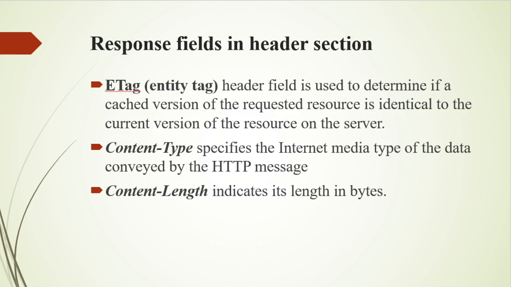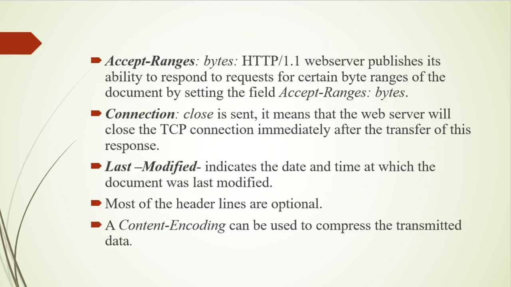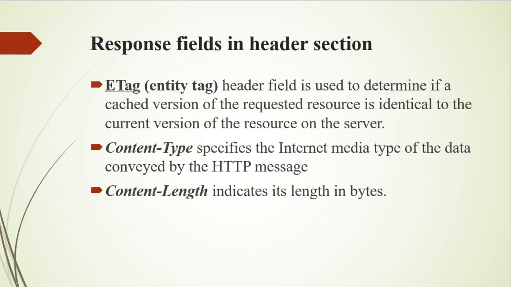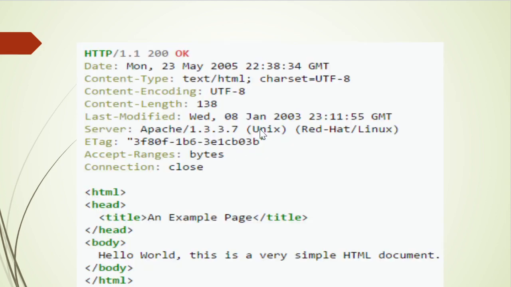And the next is response fields in the header section. First of all, entity tag ETag, then content type, content length, accept ranges bytes, connection, and last modified. ETag means entity tag. This header field is used to determine if a cached version of the requested resource is identical to the current version of the resource on the server. For example, this is the example for that. Here ETag will be in this format in double quotes.